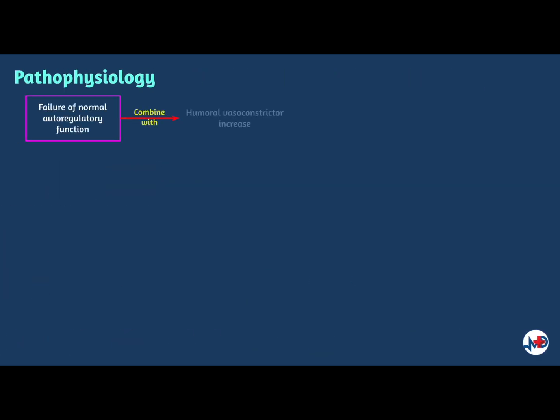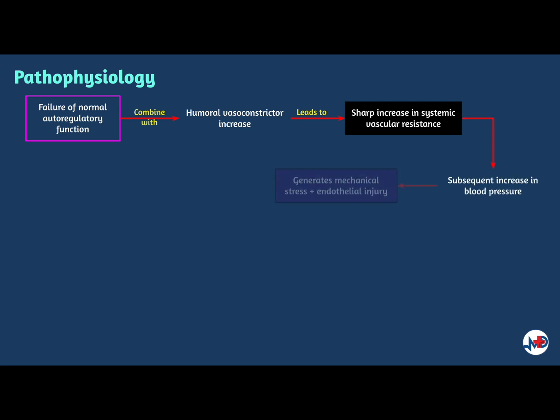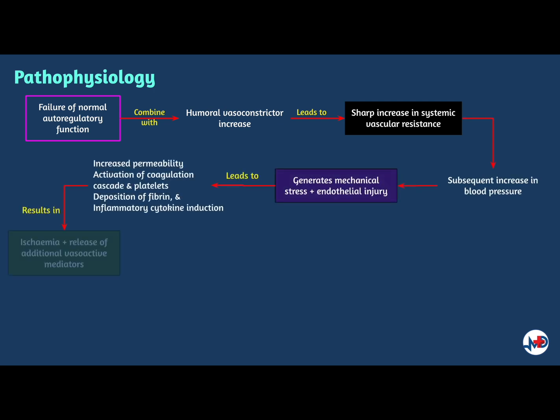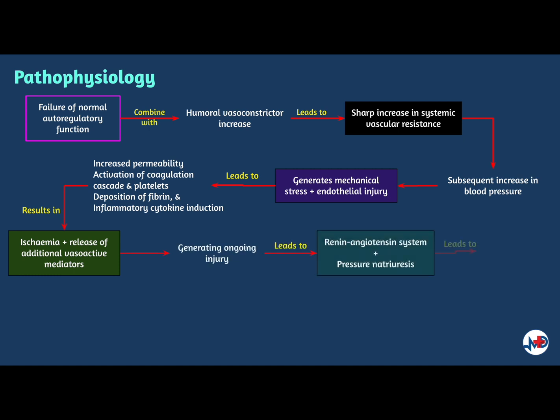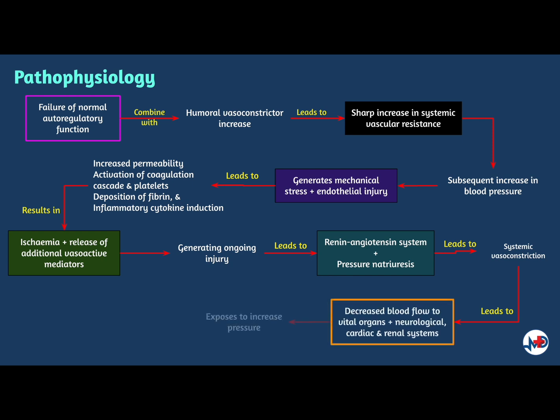Let's quickly take a look at the pathophysiology of hypertensive crisis. So the factors that lead to the development of hypertensive emergency are actually poorly understood. But what is certain is that there is a failure of normal autoregulatory function which combines with the humoral vasoconstrictor increase, and this then leads to an increase in systemic vascular resistance.